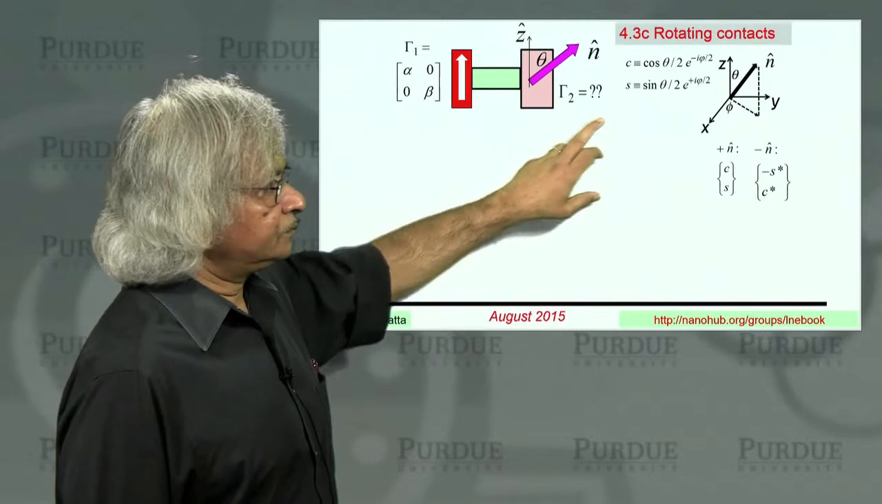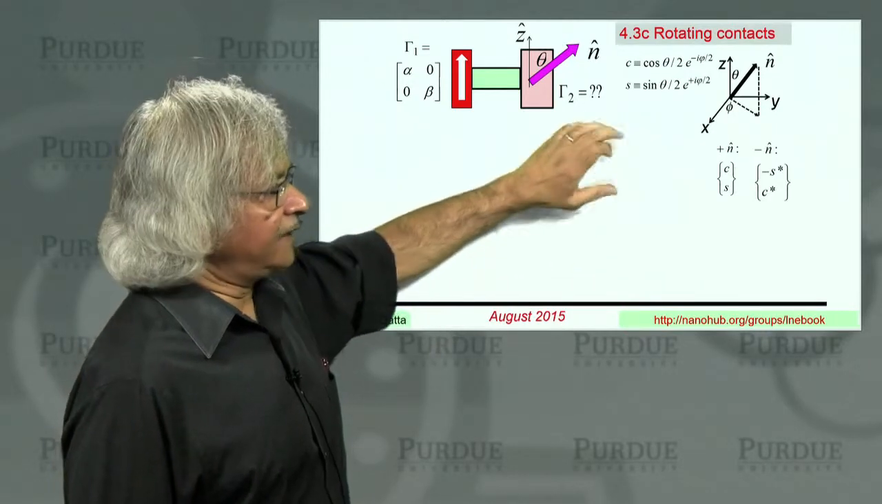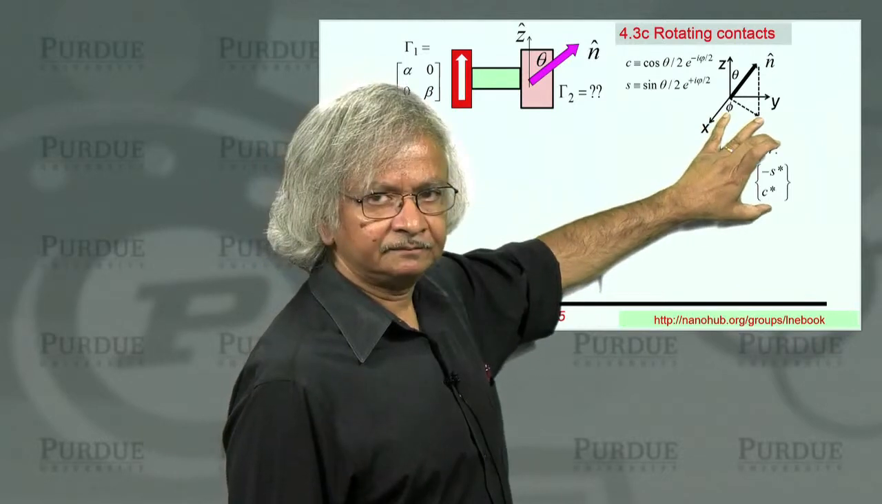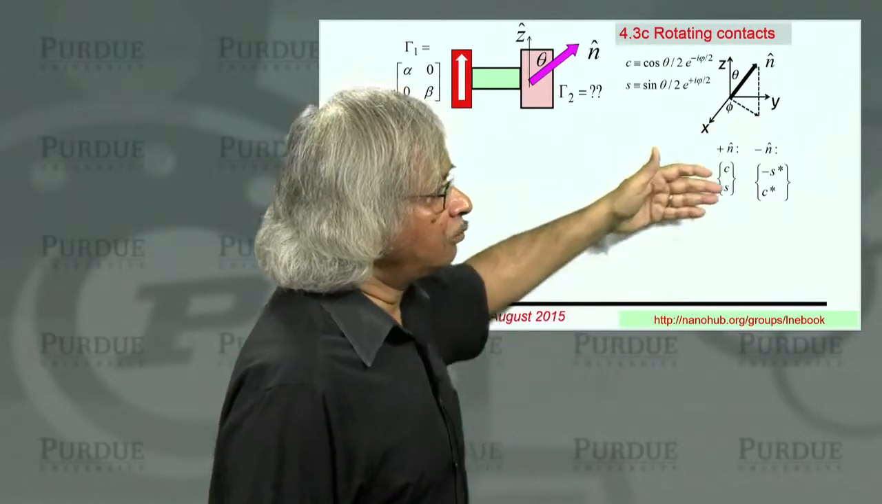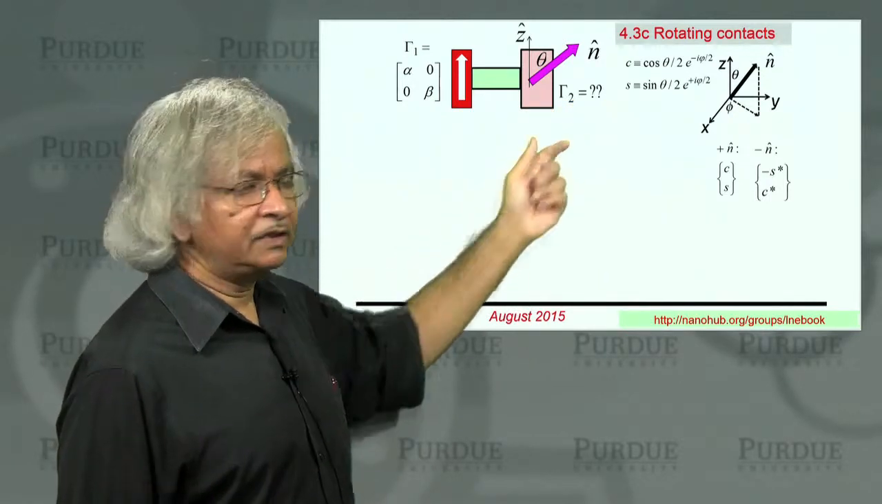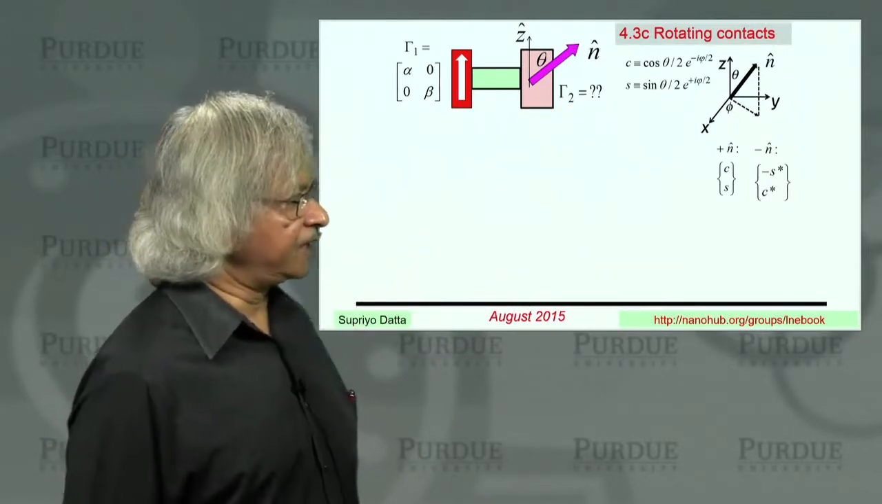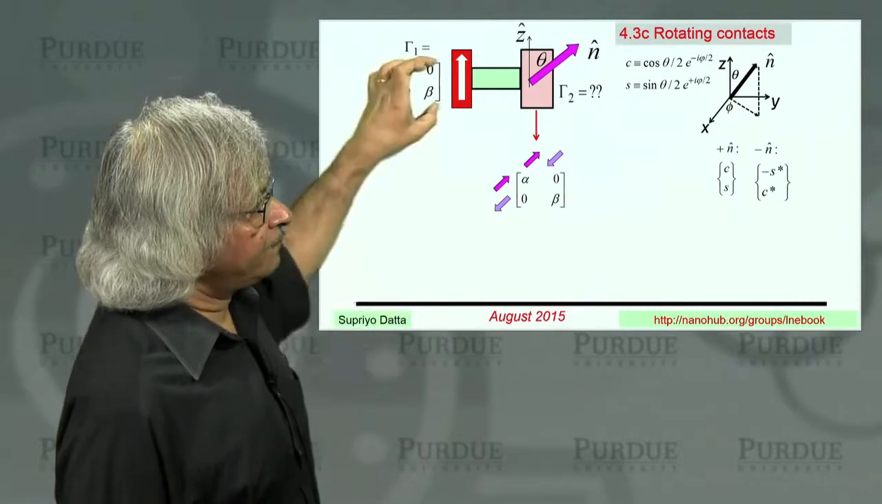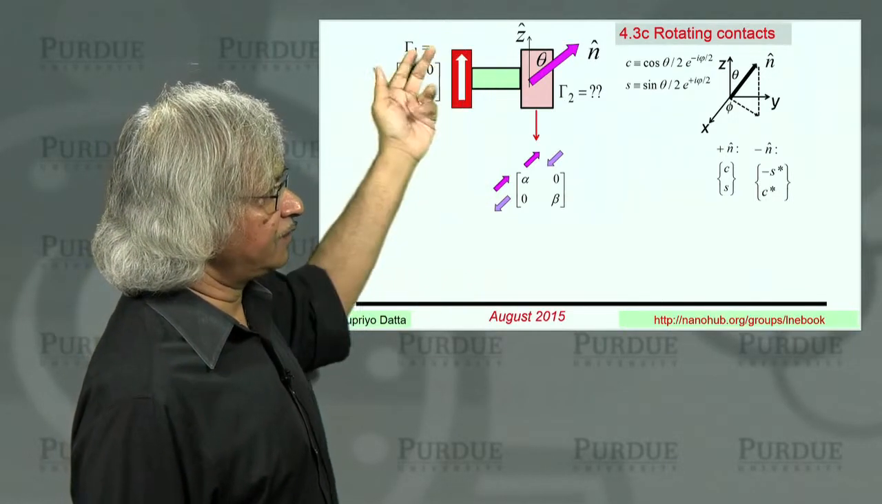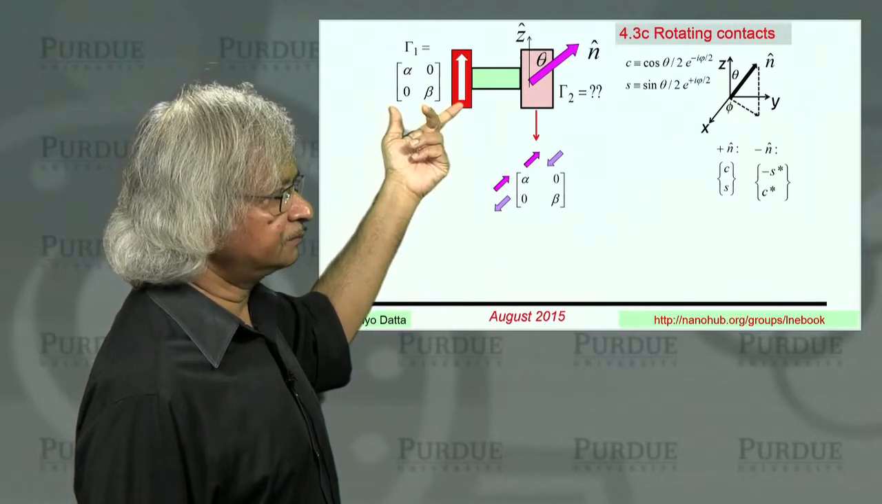Now, the next thing, given this result, the plus n and the minus n, how would we use it to write down gamma 2? And there the argument goes like this: you see, for a magnet pointing in the plus z direction, we have written gamma 1 in this form.